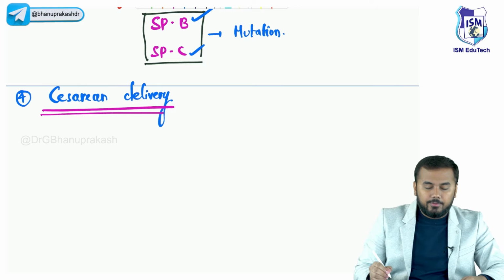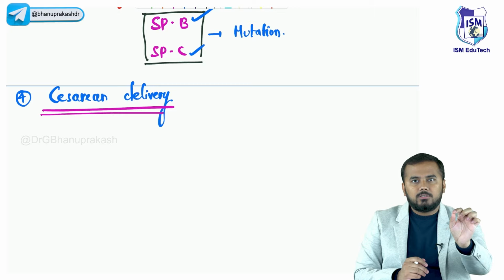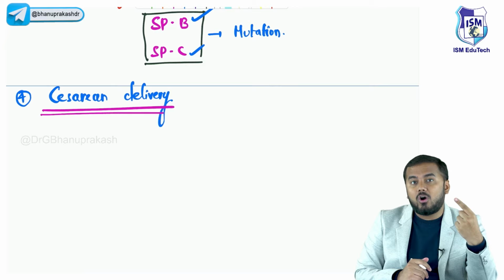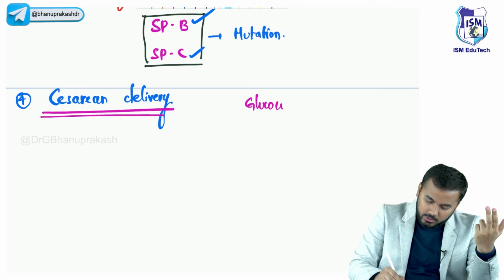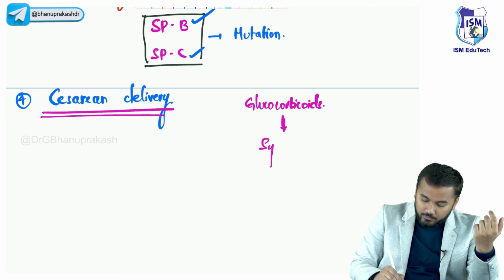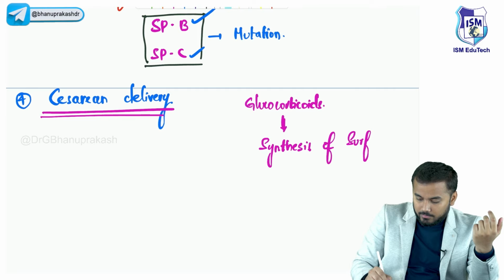Before I explain cesarean delivery, one point you should know: steroids, meaning glucocorticoids, are responsible for the maturation of surfactant, or glucocorticoids are responsible for surfactant synthesis. Okay, so what I'm telling is glucocorticoids are responsible for the synthesis of surfactant.